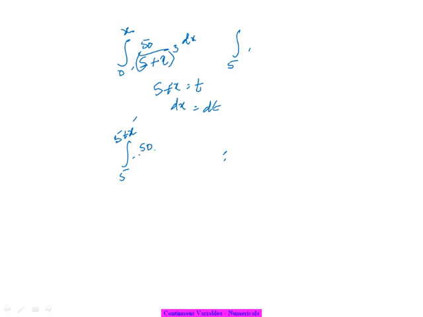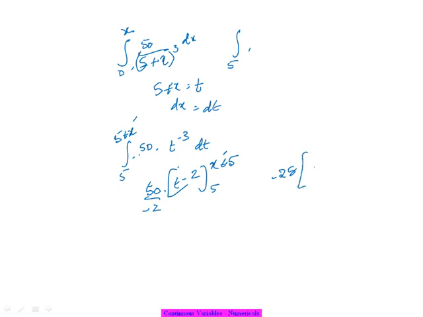50, because it's a constant, it is kept as it is. Divided by 5 plus x, because it is t, it becomes t cube, or t to the power of minus 3. And dx, because it is equal to dt, I'll take it as dt. So overall what is it becoming? 50 into t power minus 2 divided by minus 2. This I am integrating between x plus 5 and 5. Right? Which is nothing but minus 25. The outside bracket is minus 25.